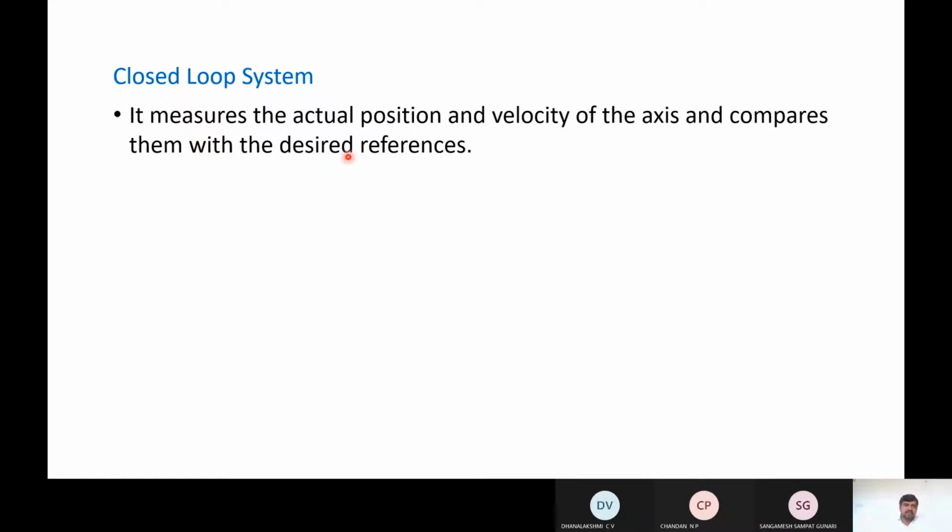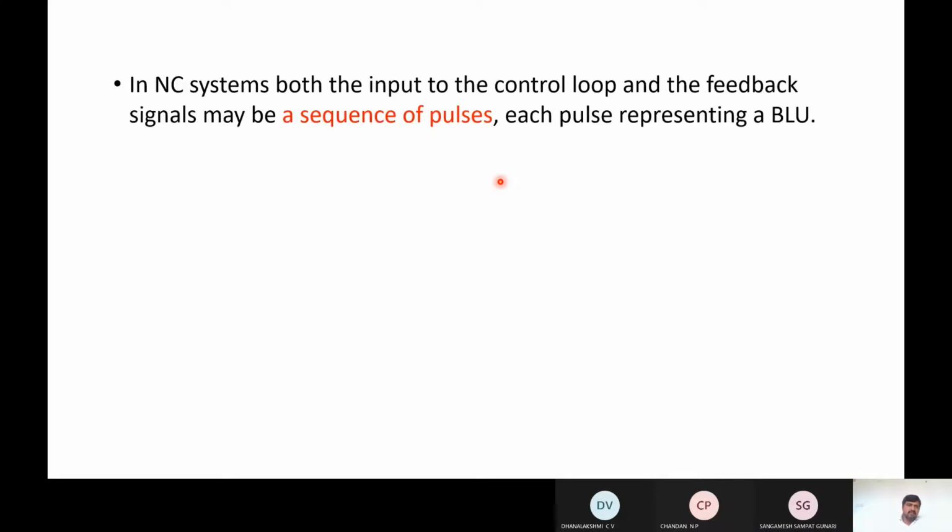Next, closed loop system. It measures the actual position and velocity of the axis and compares them with the desired references. In order to get position and velocity feedback, we use sensors. Encoder is one position sensor. Similarly, tachometer is used to measure velocity or speed. In NC systems, both the input to the control loop and the feedback signals may be a sequence of pulses, each pulse representing a BLU. Even from the encoder, you are getting a feedback signal that will also be in the form of pulses.